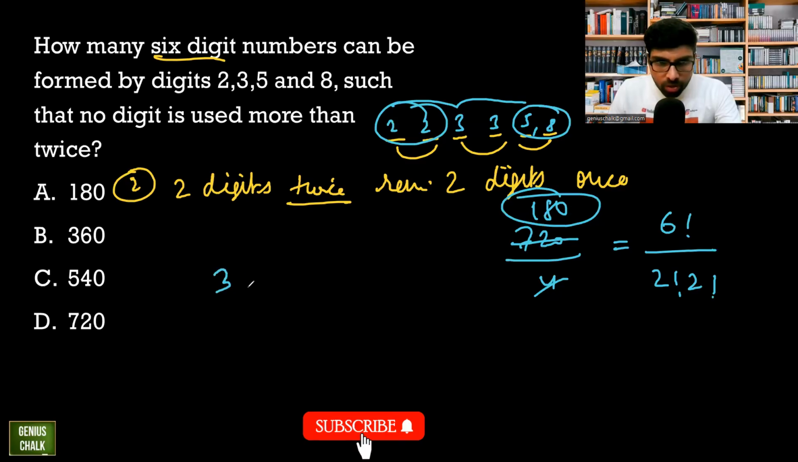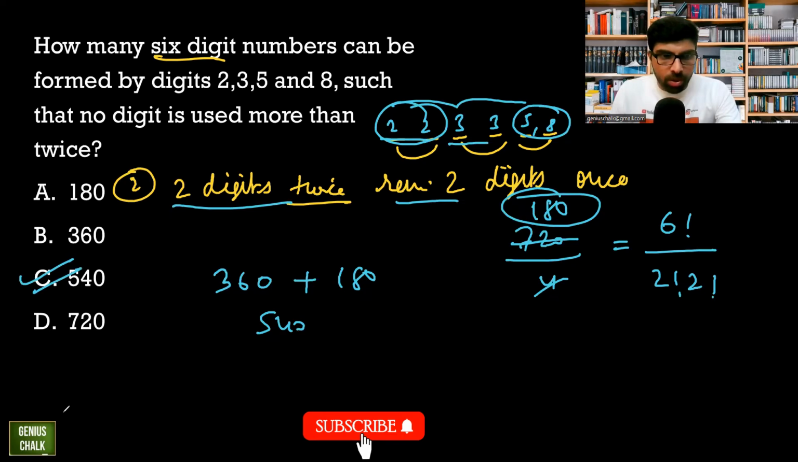Earlier, when I was using three digits only twice, it was 360. Now I'm using 180 ways as well, when I'm using two digits twice and the remaining two digits once. So the total is 540. That is option C.